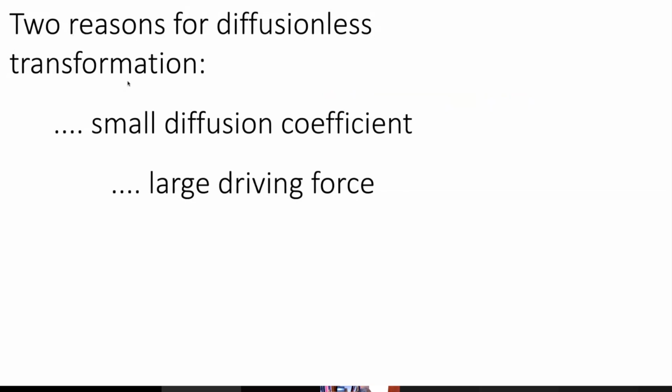So there are two reasons for diffusionless transformation. One is that you need a small diffusion coefficient, and you'll find this in all books. Obviously, if the atomic mobility is limited, then the only way to change the crystal structure is by a displacement mechanism. But people often forget that if you have a large driving force, then the interface can move much more rapidly than atoms can diffuse.